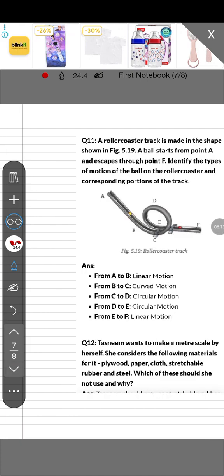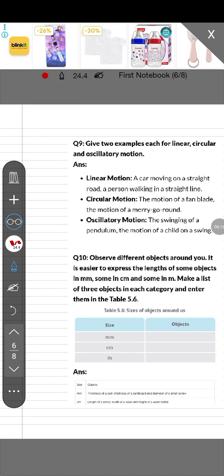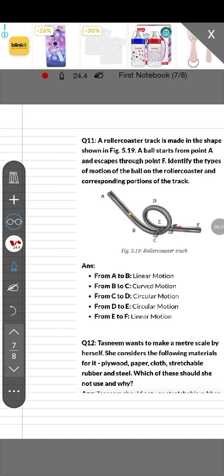Going to the next one, it is question number 11. What is this question? It says that a roller coaster track is made in the shape shown in figure 5.9. A ball starts moving from A to B, then from B to C, then from C to E, then from E to D, then from D to F. What are the motions? From A to B it is linear, B to C it is curved, C to D it is circular, D to E is circular, E to F it is linear.